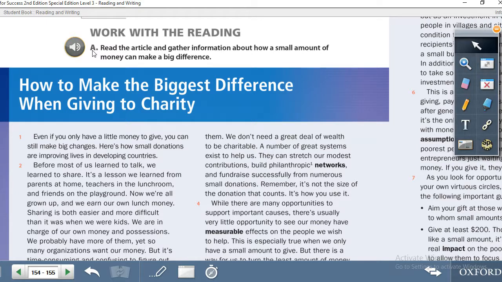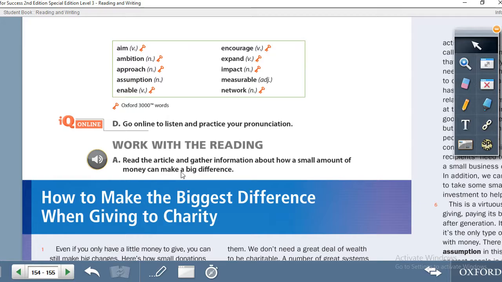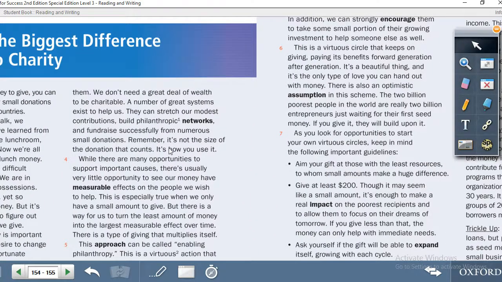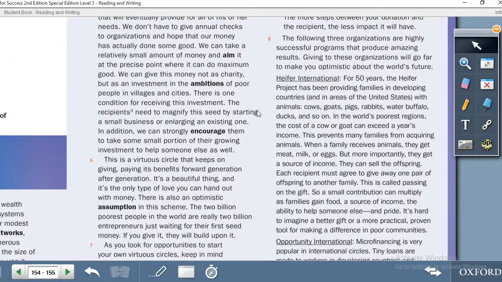Exercise A, read the article and gather information about how a small amount of money can make a big difference. So the article title, How to Make the Biggest Difference When Giving to Charity. So this is your reading 2. As you can see, it continues all the way onto page 155.